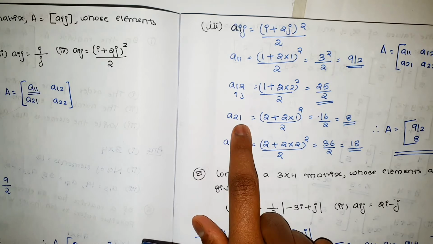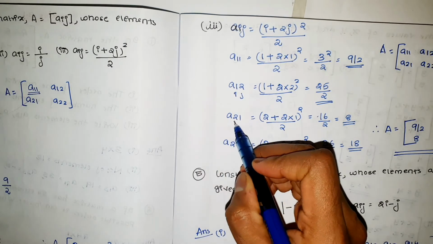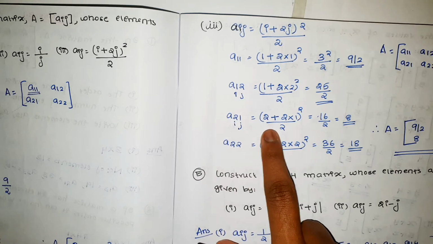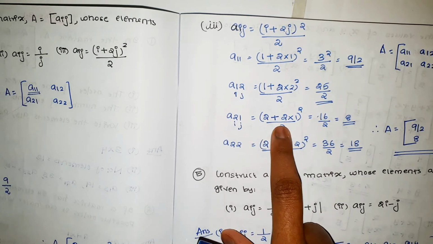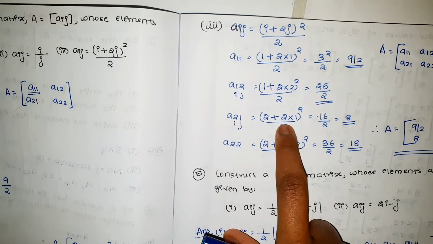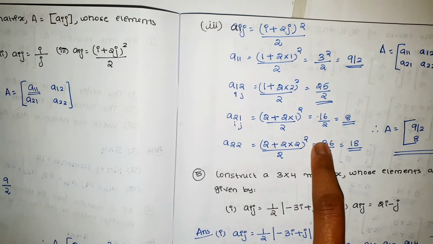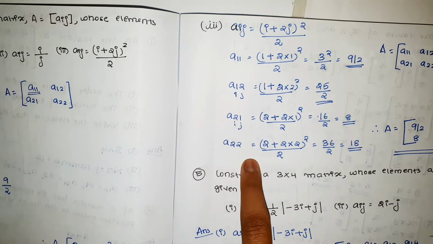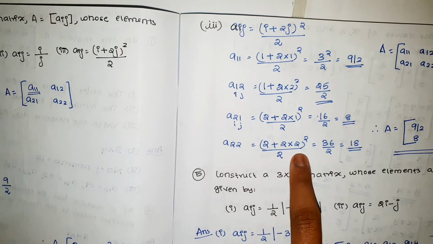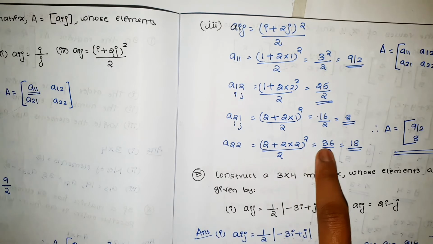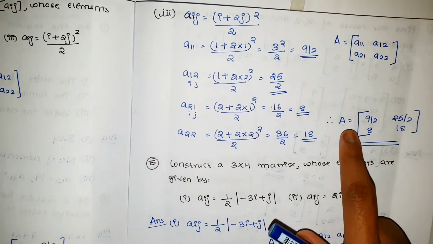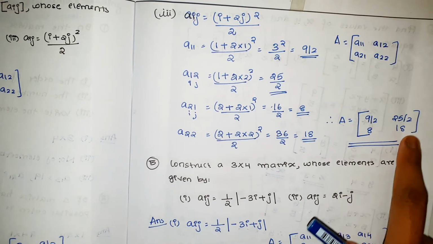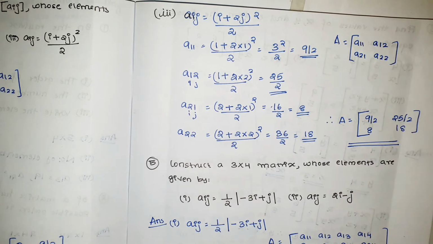Next is A21. A21 is i is 2 and j is 1. So (2 plus 2 into 1) the whole square divided by 2, that is 2 plus 2, that is 4. 4 square is 16. 16 by 2 is 8. Next is A22. Both i and j are 2 and 2. So (2 plus 2 into 2) the whole square divided by 2, that is 36 by 2, that is equal to 18. So our matrix is A is equal to 9 by 2, 25 by 2, 8 and 18.